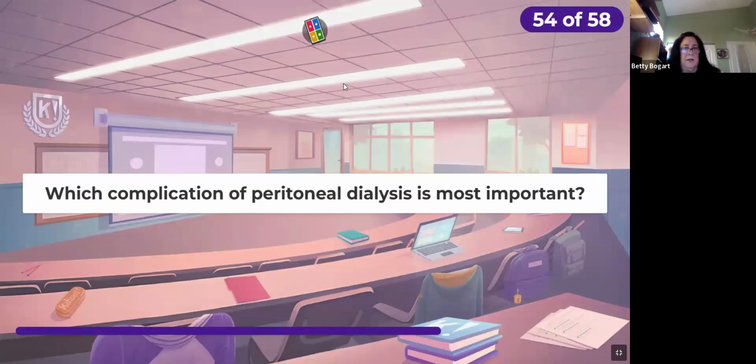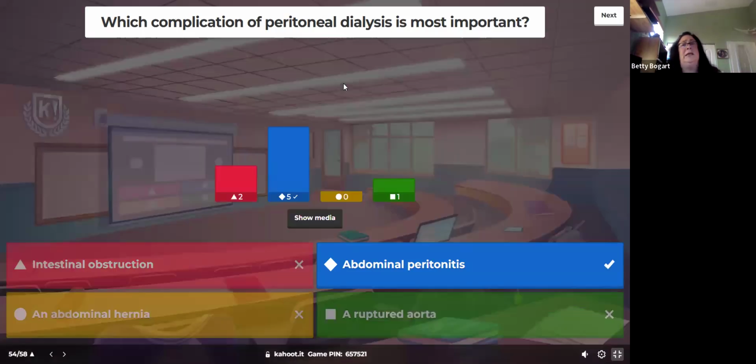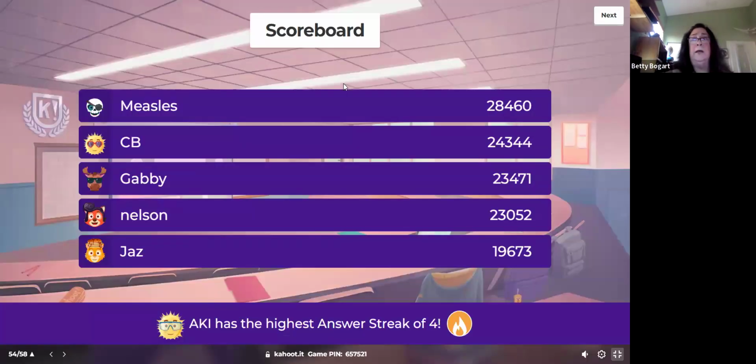Which complication of peritoneal dialysis is most important to monitor, to watch out for, to be careful? Most important. Remember, peritoneal dialysis usually is on your infants, young kids, and they cannot do hemodialysis. So once we infect that belly, we're in trouble. So abdominal peritonitis can be a death threat on these children if we don't monitor and get it quick enough, because there's no other way to filter, no other way.